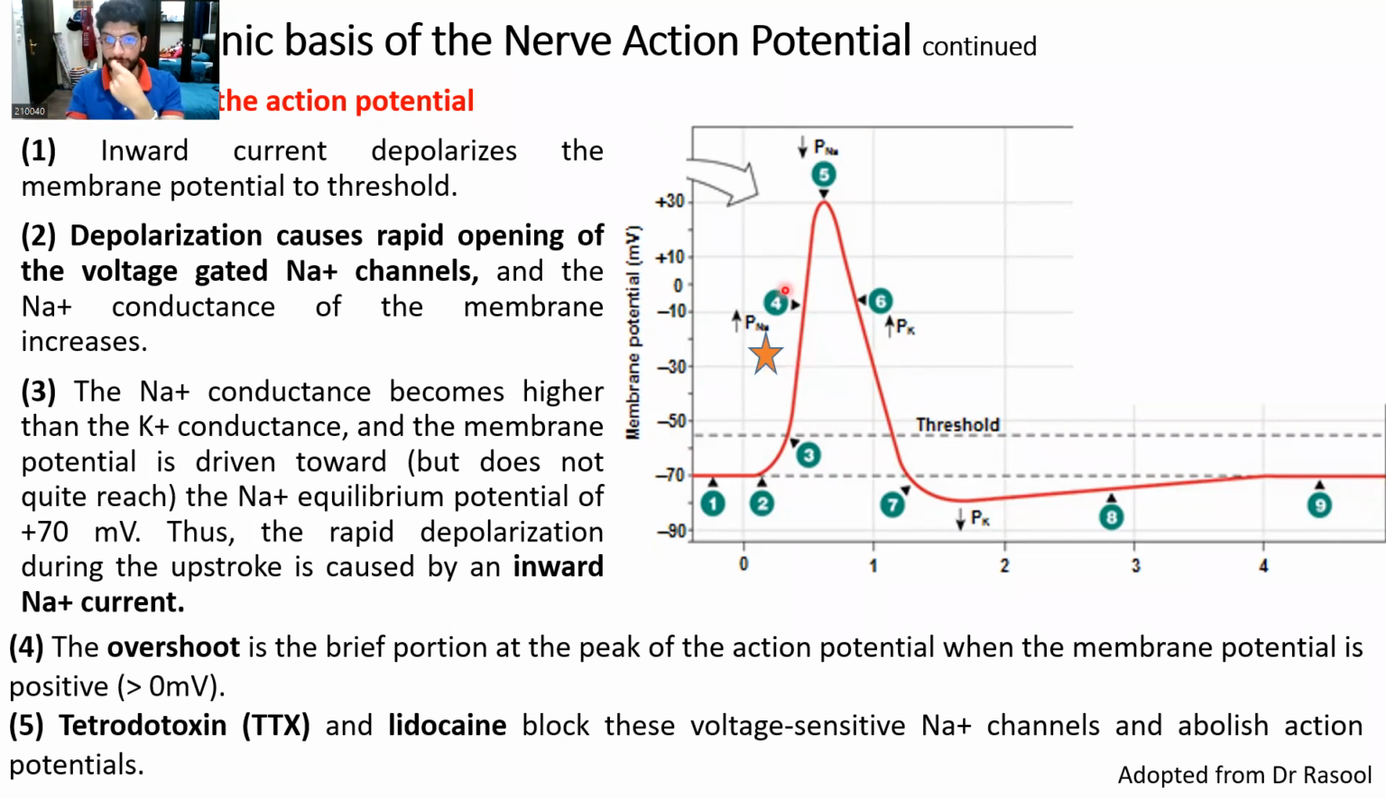The overshoot happens once the membrane potential crosses 0. You see 0 over here? All this part over here is called the overshoot. This is the overshoot over here, all of this.